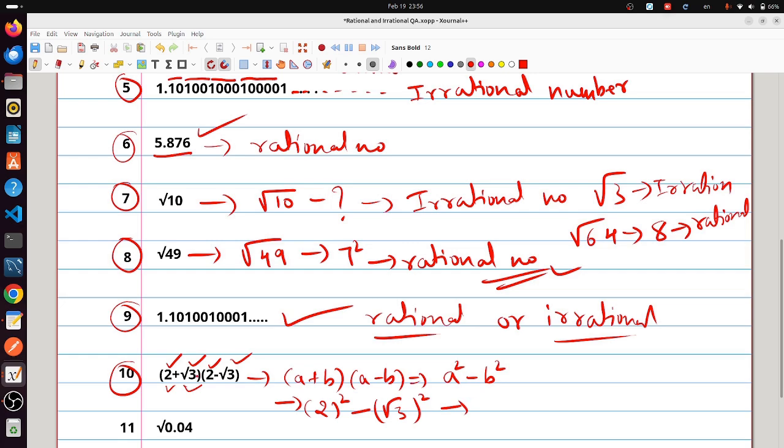By seeing this, if there is a root, you cannot directly say that it is an irrational number. First you need to solve the problem, then only we'll get to know. After solving this problem, we may get a rational or irrational number. So here 2 squared is 4, minus, root and square cancel, that is 3. 4 minus 3 is 1. So we got 1 as an answer. So this is a rational number.